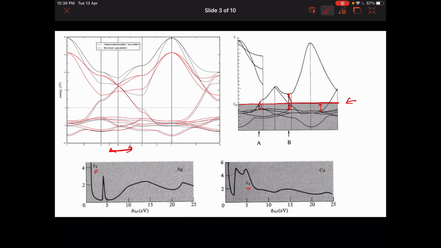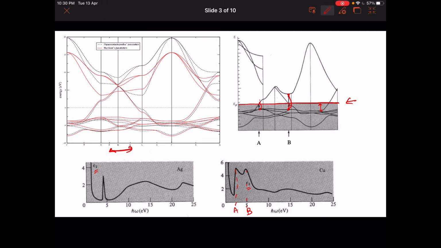Epsilon 2, the imaginary part of the dielectric function, has to do with absorption, right? And the absorption will show specific peaks. You have one peak here, you have another peak here, which correspond to A and B, and these correspond to these jumps of electrons. So even in metals, you have absorption peaks occurring from interband transitions.